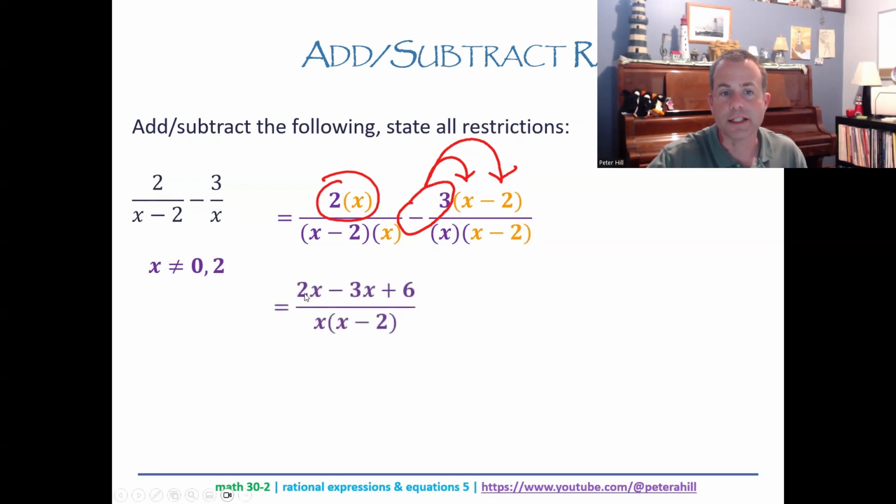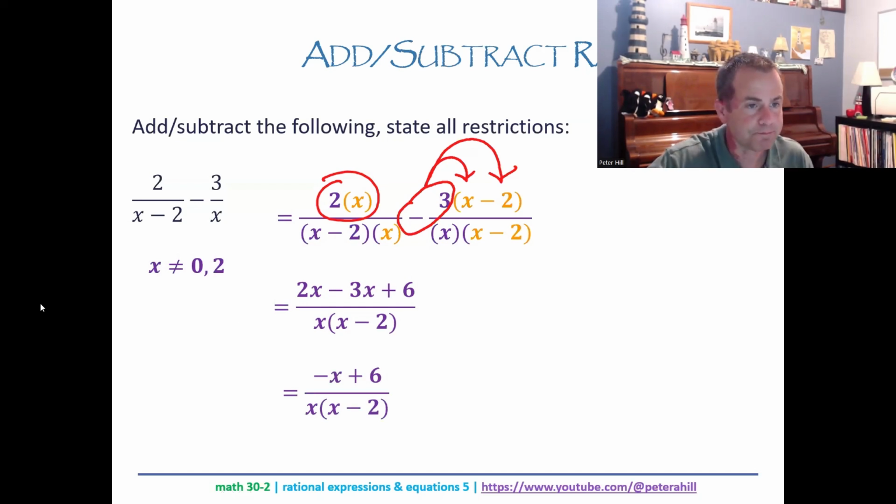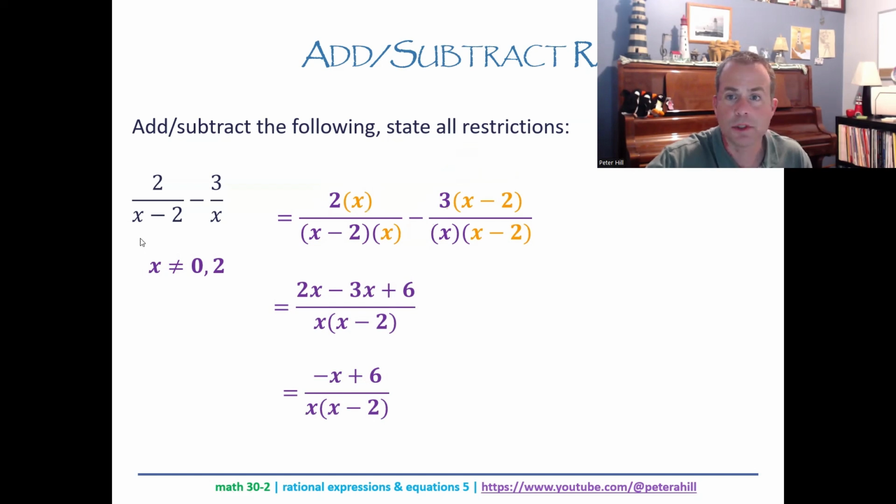So that's going to give me -3x and then plus 6 because of that negative. Okay, so that's going to give me 2x minus 3x plus 6. And then I'll clean that up. That'll be -x plus 6, again, over my common denominator. Okay? Fantastico! We can add and subtract, no problemo.